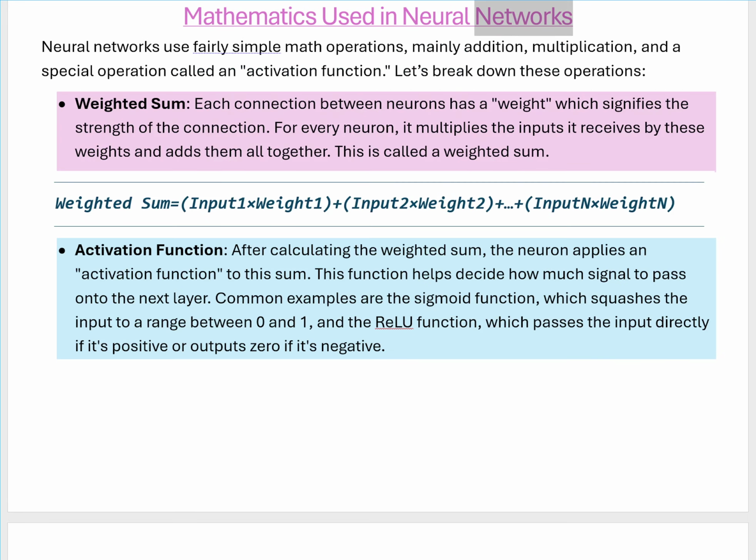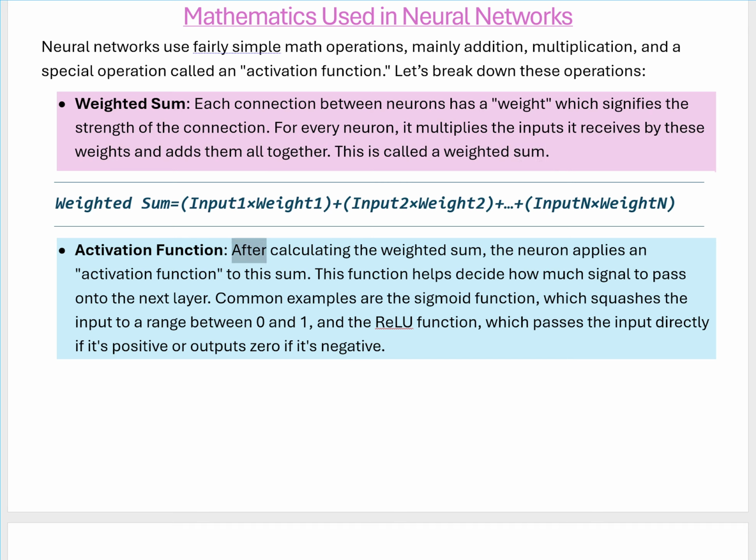Mathematics used in neural networks. Neural networks use fairly simple math operations, mainly addition, multiplication, and a special operation called an activation function. Let's break down these operations. Weighted sum. Each connection between neurons has a weight, which signifies the strength of the connection. For every neuron, it multiplies the inputs it receives by these weights and adds them all together. This is called a weighted sum.